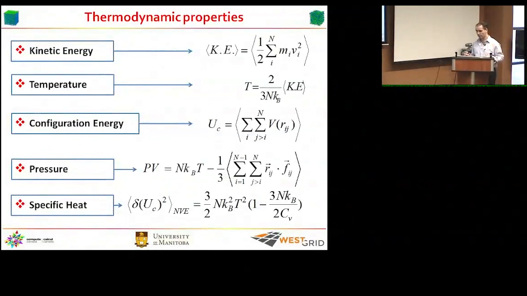Now, these are the thermodynamic properties that can be computed from MD simulation. For example, kinetic energy, which is related to the velocities. Temperature of the system, which we can just derive from the kinetic energy. Configuration energy from the potential. We can compute the pressure using this relation, so the pressure is related to the positions and the forces. We can also compute specific heat. But for this, we have to run the simulation using NVE system.